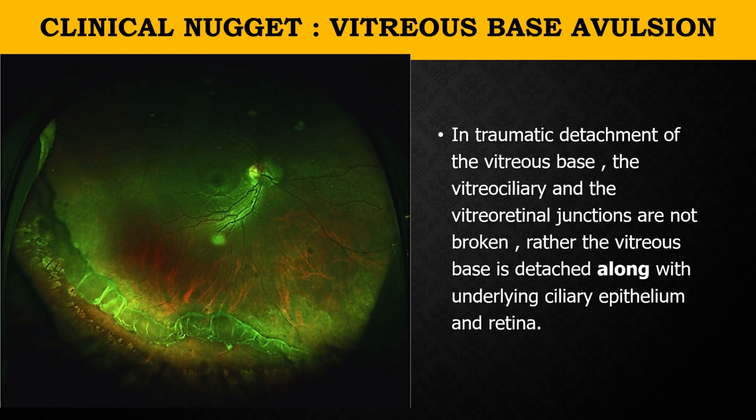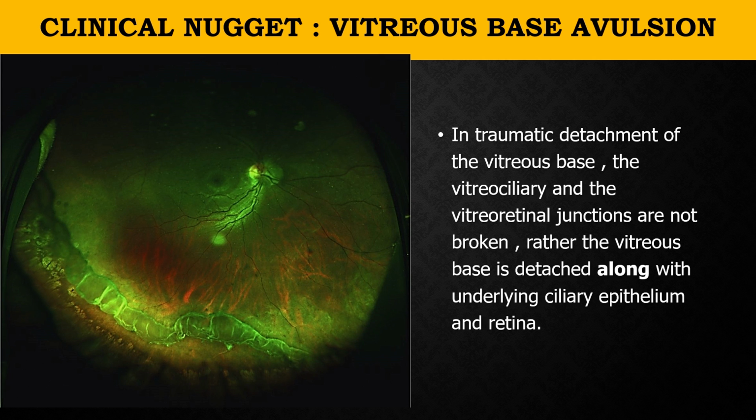Now, since I talked about this dense adhesion of the vitreous base, I would like to present to you a clinical nugget, which is the vitreous base avulsion. Over here, it is important to understand that the vitreous is so densely adhered at the ora serrata region and the pars plana region that it is believed to be almost impossible to separate the vitreous clearly from them.